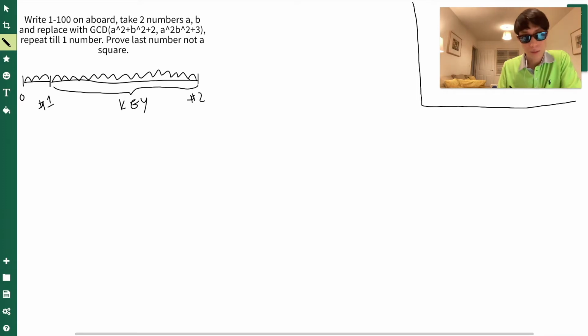So let's try that. We'll take a squared b squared plus 3, that's our second number, minus a squared plus b squared plus 2.